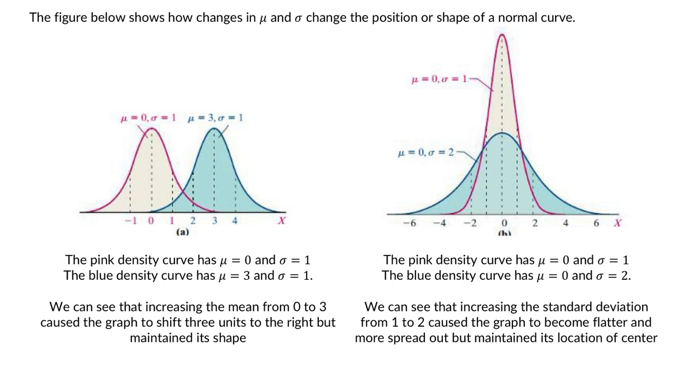Here's some things we notice. We can see that increasing the mean from 0 to 3 caused the graph to shift 3 units to the right, but did not change its shape. So the mean basically tells you where to start this curve, where to have its highest peak.